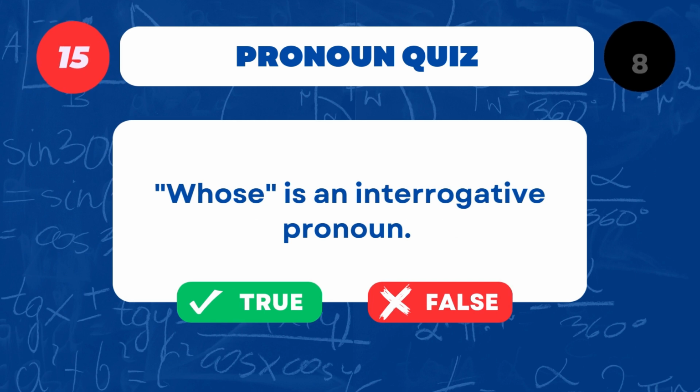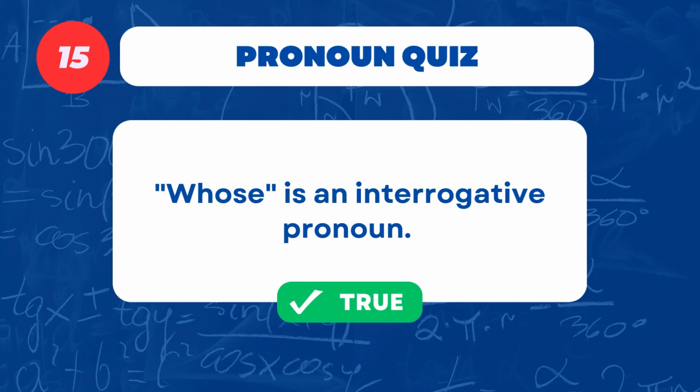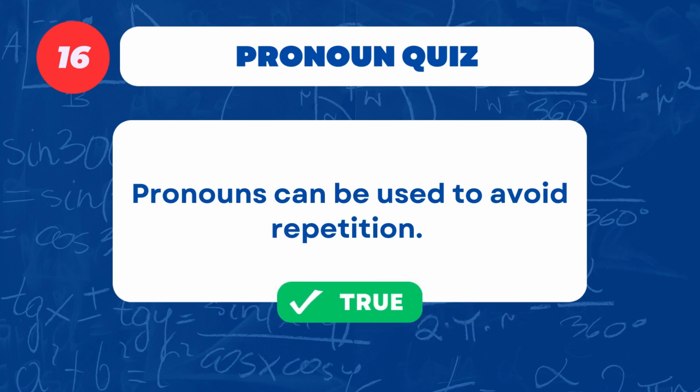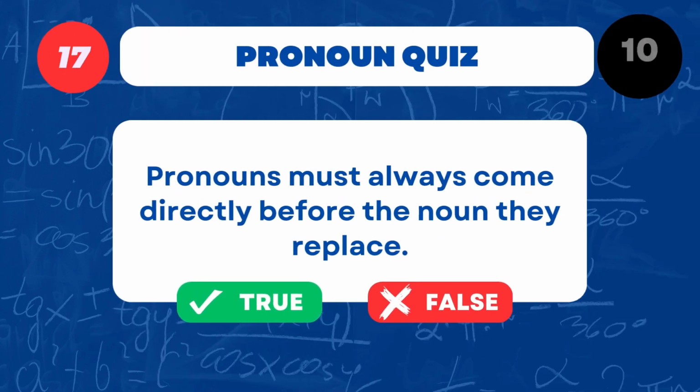Whose is an interrogative pronoun. True or false? True. Pronouns can be used to avoid repetition. True. Pronouns must always come directly before the noun they replace. False.